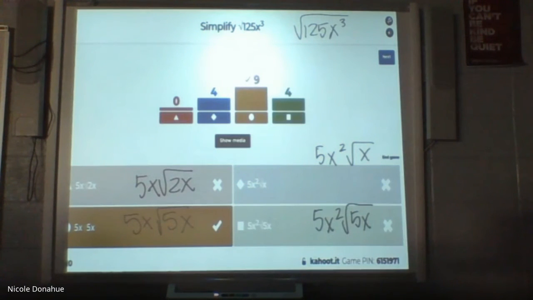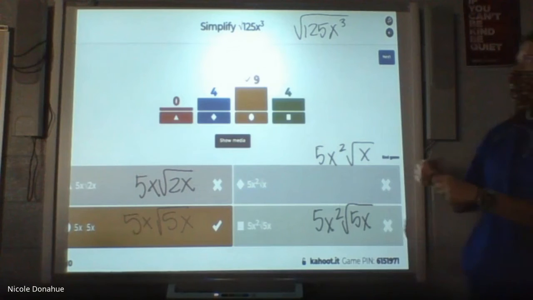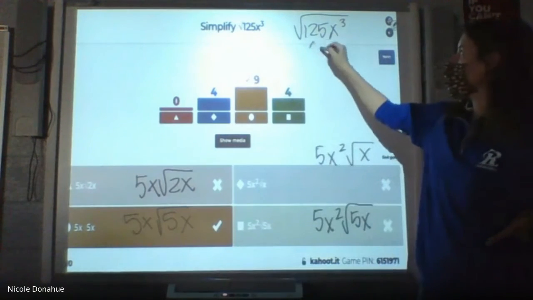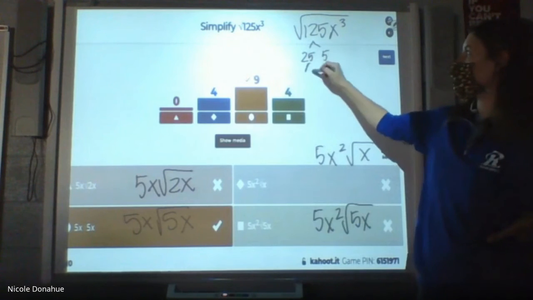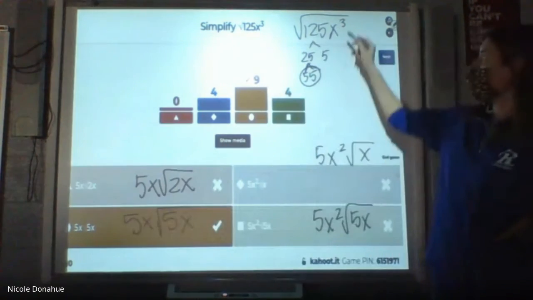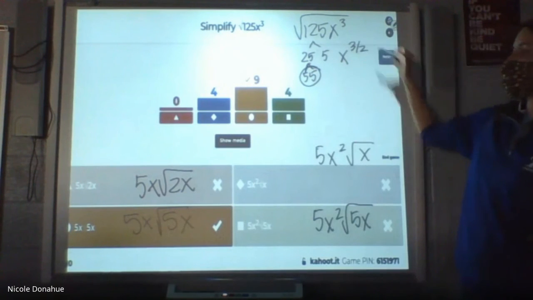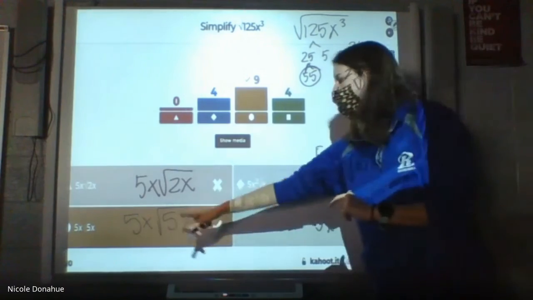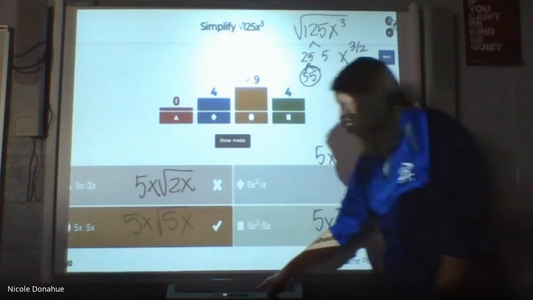All right, so this one, you can break up the 25 as 25 times 5 and then 5 times 5. So I get to pull out the 5. And then it's x to the 3 halves. 2 goes in the 3 one time, so 1 x pulls out, but 1 is left in.